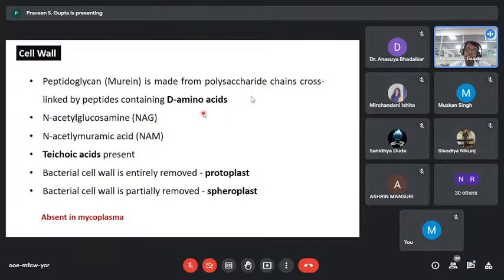And if you entirely remove the cell wall, it is a protoplast. And if you are partially removing the cell wall, it is called a spheroplast. One important point is that in mycoplasma, the cell wall structure is absent. So there is a difference between absence and entirely removed. If it is removed, it is called protoplast. And in mycoplasma, it is naturally absent.